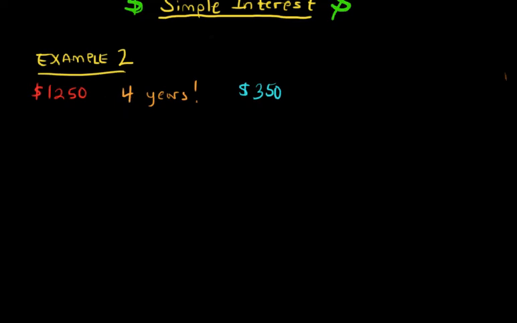Ooh. Okay, so let's write the formula. I equals PRT. Okay, so the extra 350, that's I. So I is equal to $350. That's the extra amount that you earn. Okay, the P, the initial amount, is $1,250. You started with $1,250. We do not know R, so I'm going to make that yellow. We don't know R. But we do know T. It's 4 years.